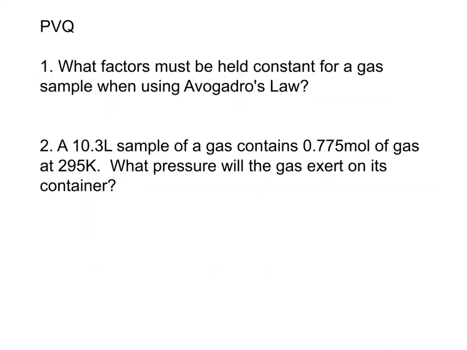Okay, to wrap up this lesson, we have two post-video questions for you. Number 1, what factors must be held constant for a gas sample when using Avogadro's law? And then number 2 is an ideal gas problem. So you have a 10.3 liter sample of gas that contains this many moles of gas at 295 Kelvin, and you're asked to find the pressure. So give that one a try, and we will talk about it next time.